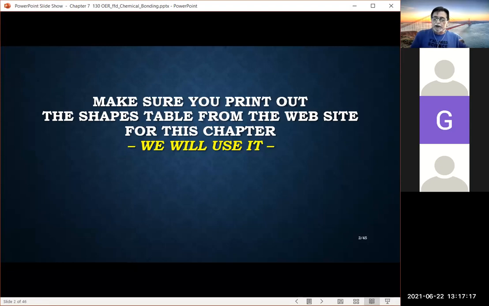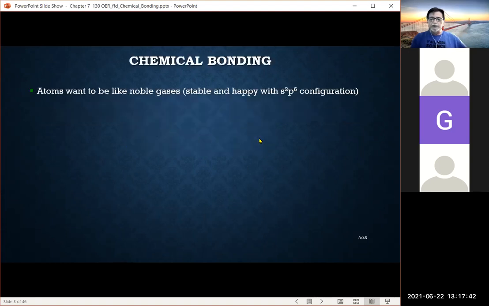All right, so don't forget the shapes table. Make sure you have one readily available, because we're going to use that. When we talk about these bonds, we're going to start putting them together. And even more so than that, once we put these two elements together or more, we can start determining the shapes of these compounds and what shape they have in nature.